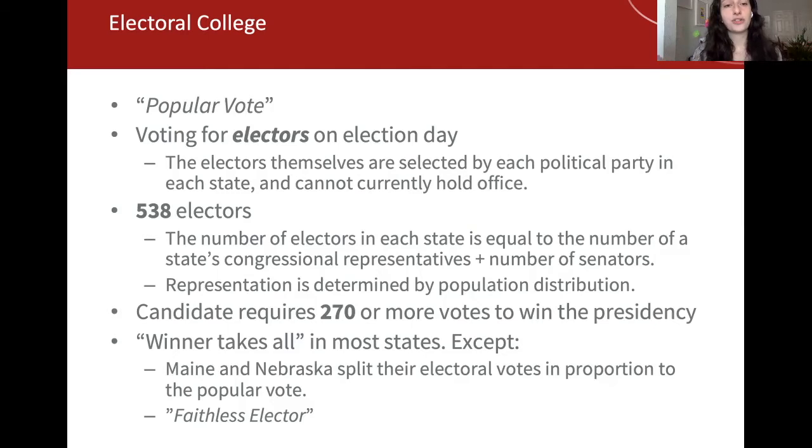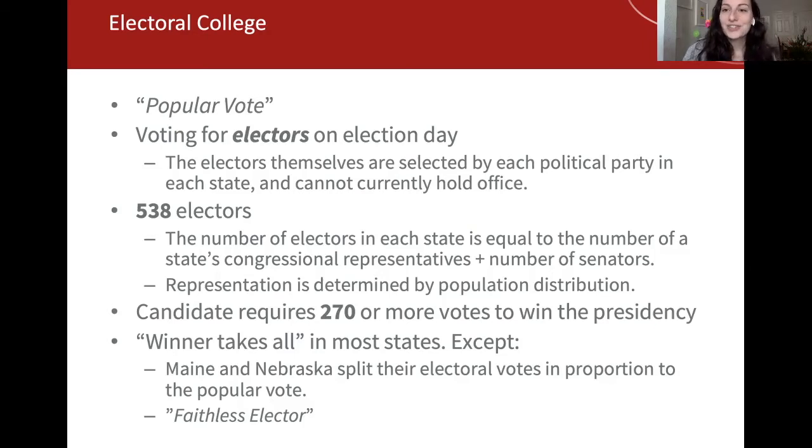So when all the voters vote in the election, they're actually voting for representatives or electors to vote for the presidency on their behalf. The electors themselves are selected by each political party in each state and cannot currently hold office. There are 538 electors, and a candidate requires 270 electors' votes to win the presidency. So we're going to break this down even further.